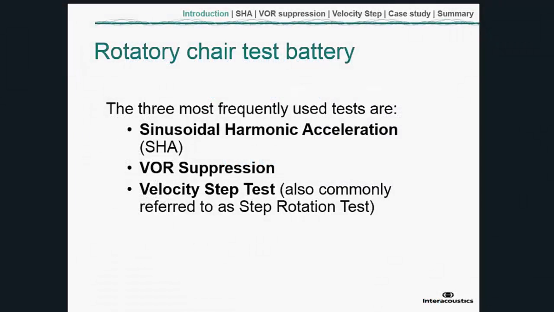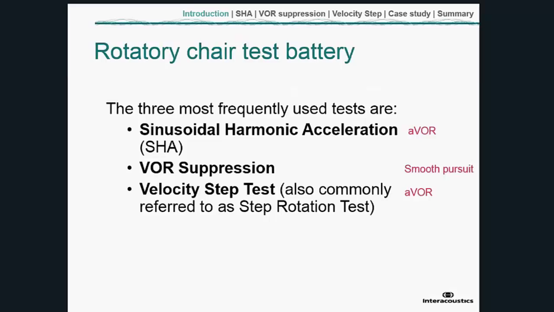First of all, we'll talk about the sinusoidal harmonic acceleration, then the VOR suppression test, and then the velocity step test. Now, the first and the last of these three are aimed at assessing the peripheral vestibular function, whereas the middle one, VOR suppression, is a test of neurological top-down influences on the VOR. So it's a test which isn't sensitive to peripheral vestibular disorders per se, but to central neurological disorders that may affect the vestibulo-ocular reflex.